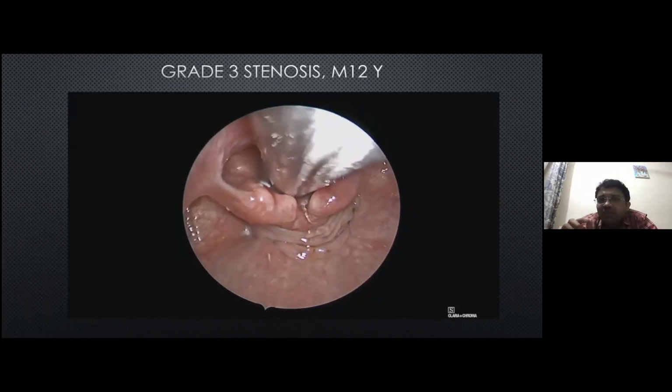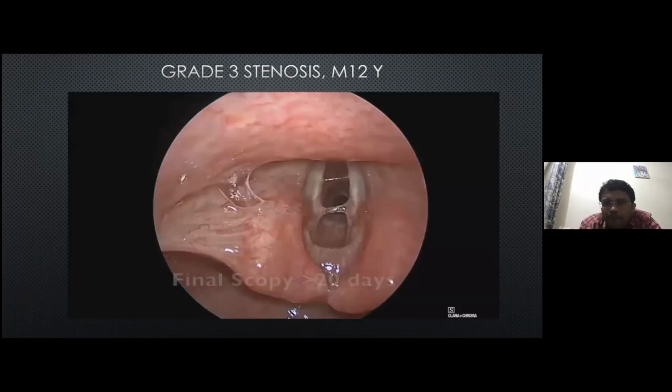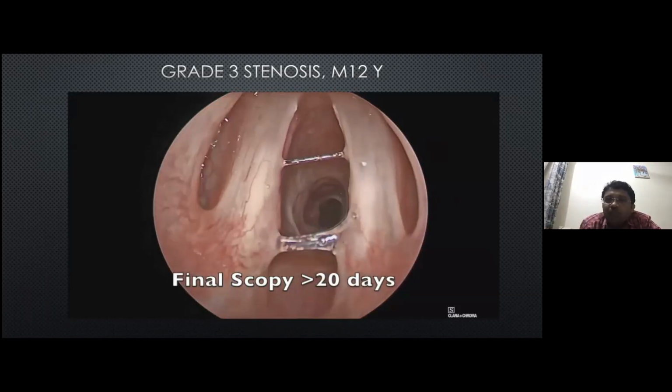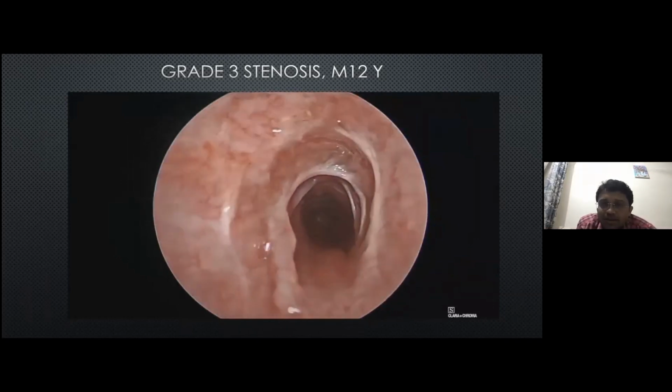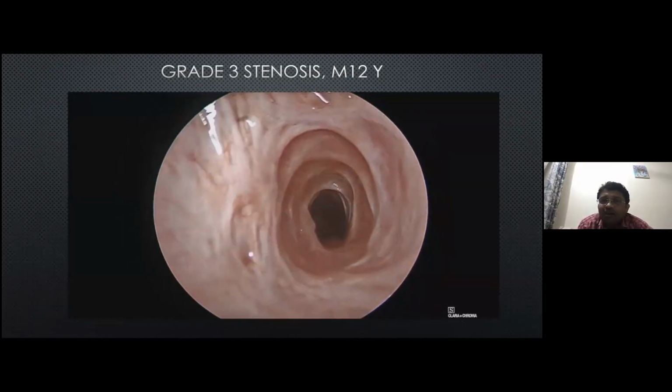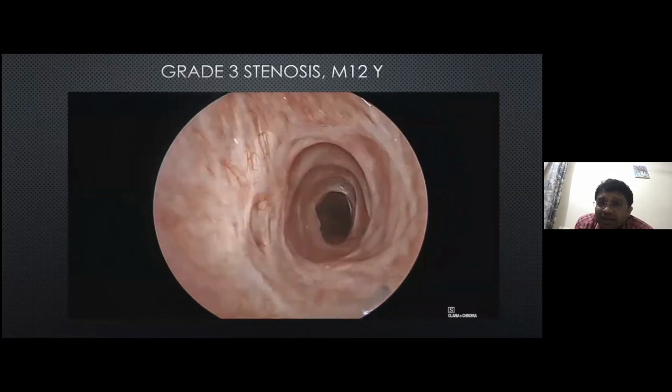Here we are sizing the airway by putting in a rigid bronchoscope. And this was the final scopy after 3 more weeks. So we did 4 scopies over a period of 3 to 4 months. And this was the final picture. There is no tracheostomy as of now, and the tracheostoma has healed by secondary intention.